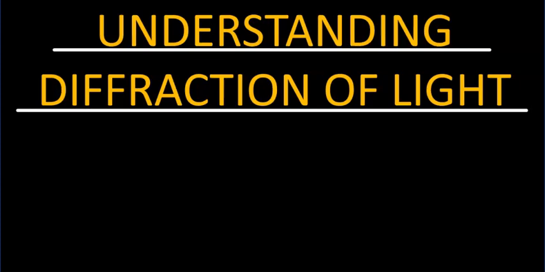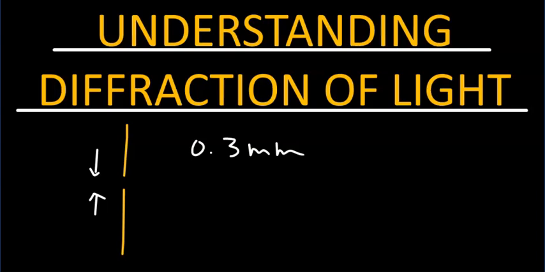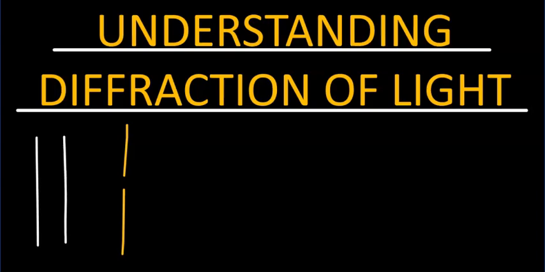In this video, we shall try to understand the phenomena of diffraction of light. So what is diffraction? Let's assume you have a slit, as shown here. The size of that slit is about 0.3 millimeter, let's say. So it's a very tiny slit. Suppose you have light wave fronts hitting the slit like that. So the direction of light is like that, and it's hitting the slit directly.